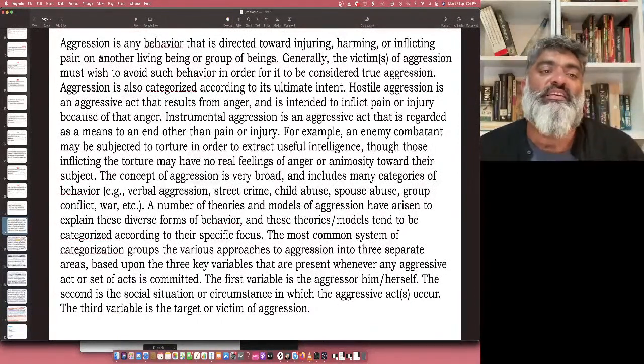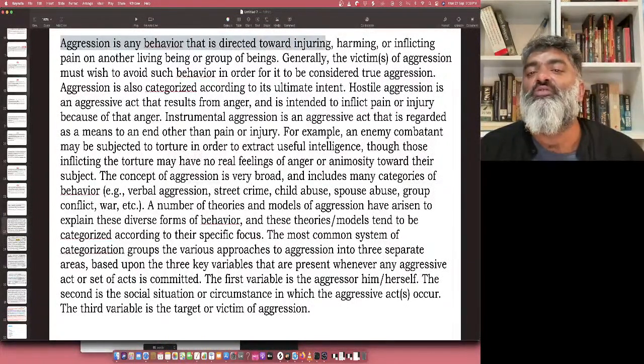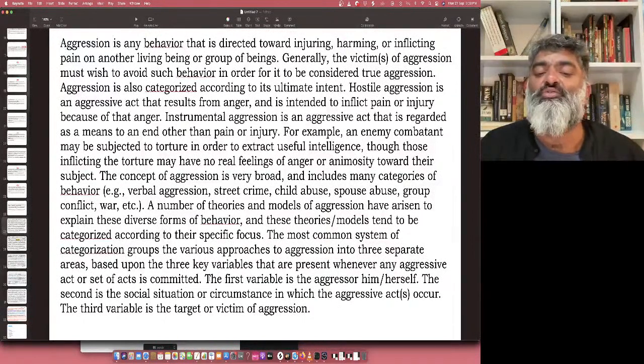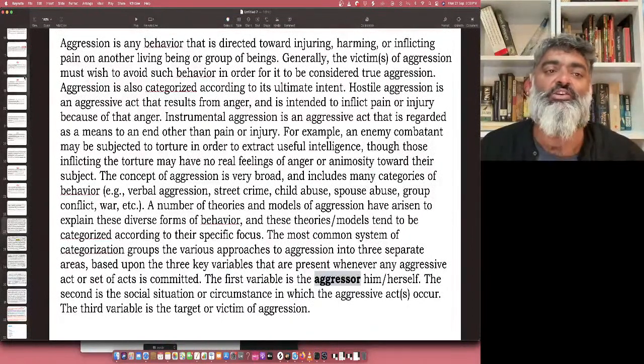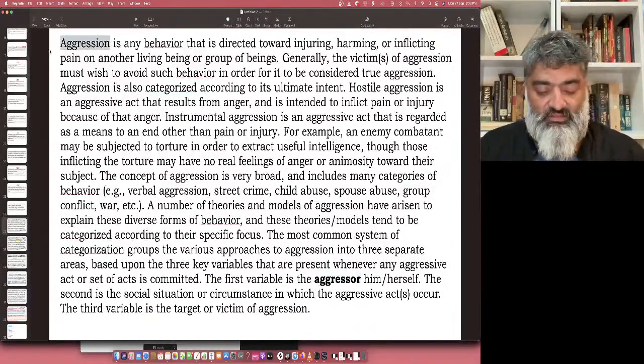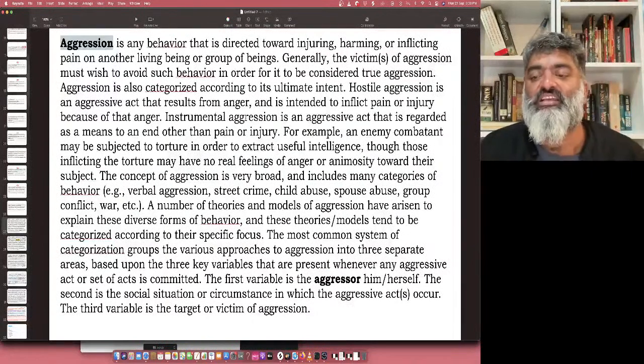So I start reading, maybe I read the first sentence. Aggression is any behavior that is directed towards injuring, harming. The sentence is not challenging. Maybe the idea is aggression. How do I confirm it? I'll jump to the last line. The first variable is the aggressor. If the word is repeating even two times, I can start thinking in that direction.